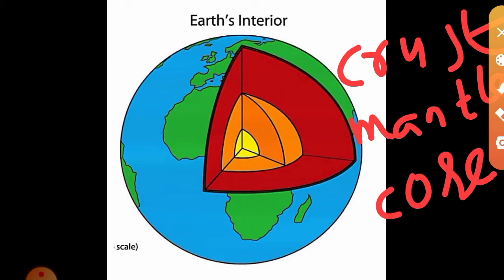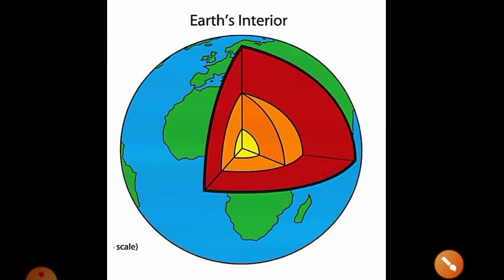First of all, about the crust, it is the outermost layer of the earth. That means we all are living on this crust. The living part or the biosphere exists on the crust, the first layer. Like the eggshell, it is a very thin layer and easily breakable. It is the thinnest layer and the outermost layer.